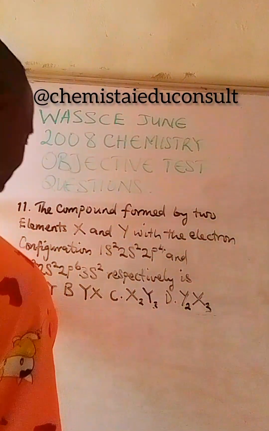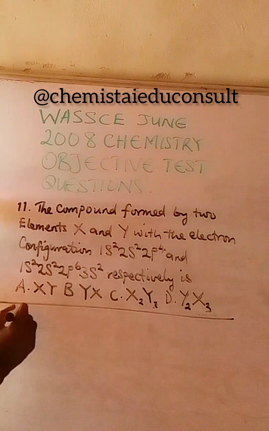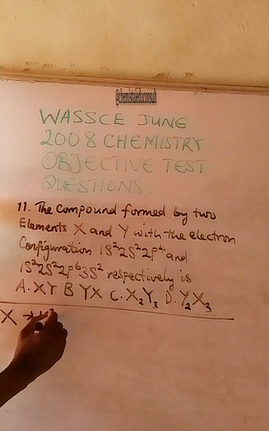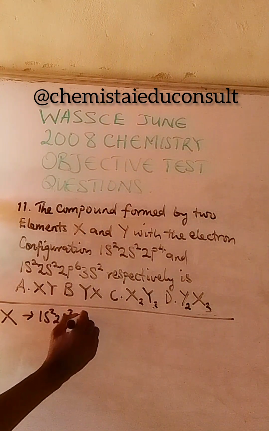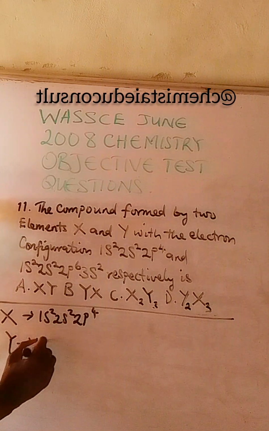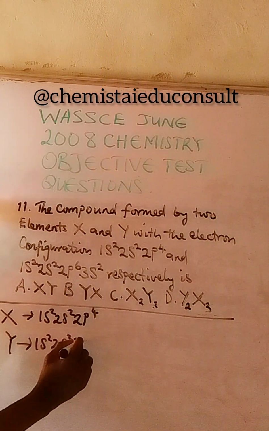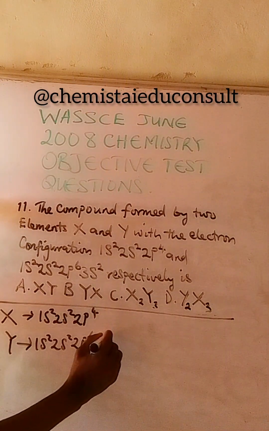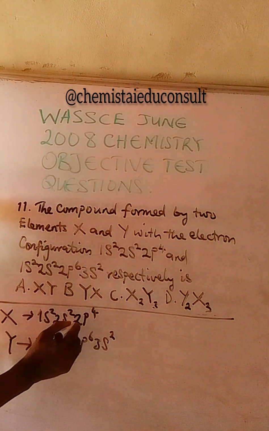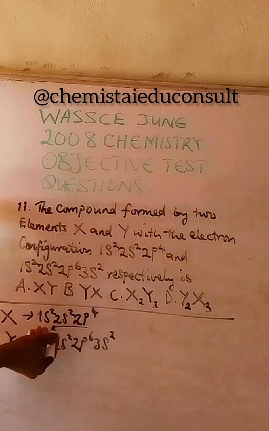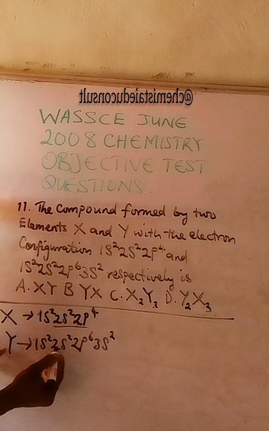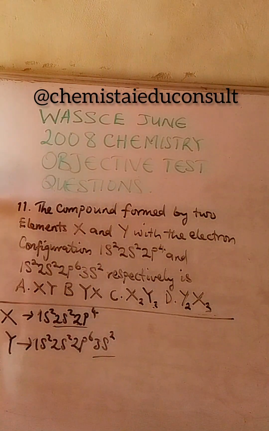So to do that quickly, we examine the electronic configuration. X, the electronic configuration is 1s2, 2s2, 2p4. Y, the configuration is 1s2, 2s2, 2p6, 3s2. You are going to note the last shell. This is first shell, second. So second shell is the last shell here. You underline it. Underline the last shell in Y. First, second, third. That is the last shell.